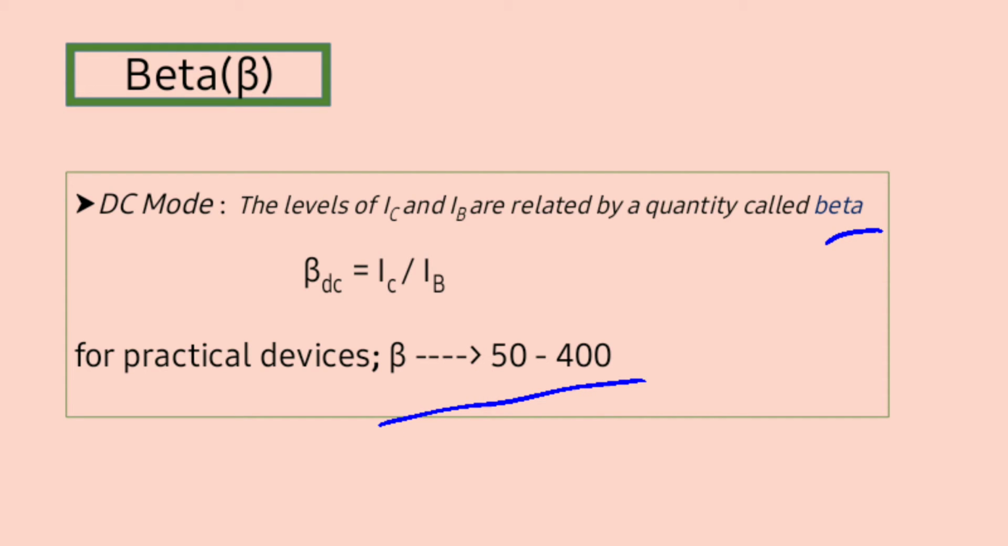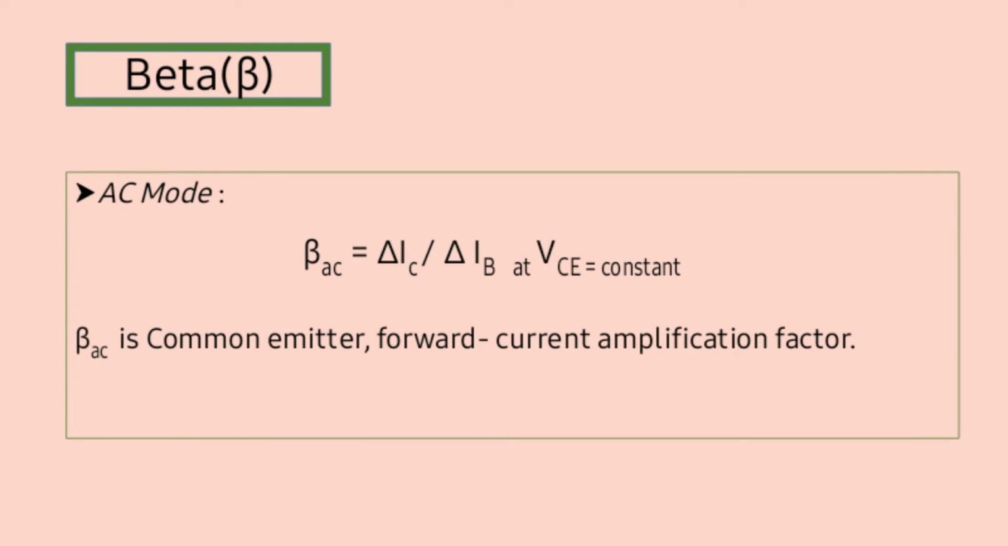As for alpha, this parameter beta reveals the relative magnitude of one current with respect to the other. For example, for a device with a beta value of 200, the collector current IC is 200 times the magnitude of the base current. Next, we are going to define beta in the AC mode. For the AC situation, an AC beta is defined as beta AC equals delta IC divided by delta IB at VCE constant, that is the change in the collector current to the change in the base current. The formal name for this beta AC is the common emitter forward current amplification factor.